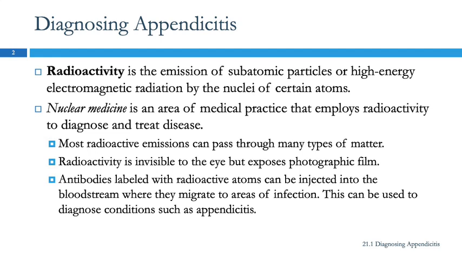Most radioactive emissions can pass through a lot of different types of matter. And it's invisible to the eye. We can't see it, feel it, touch it, taste it, anything like that. But we can detect it on photographic film. It'll cause a change in photographic film.